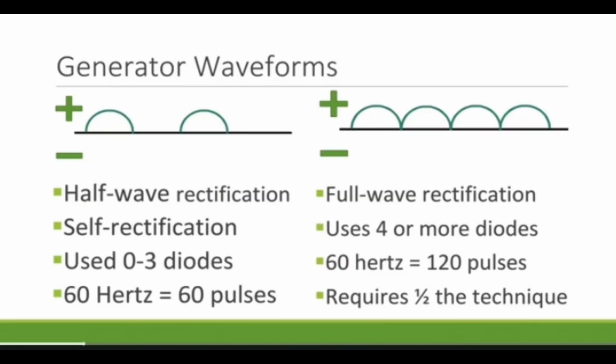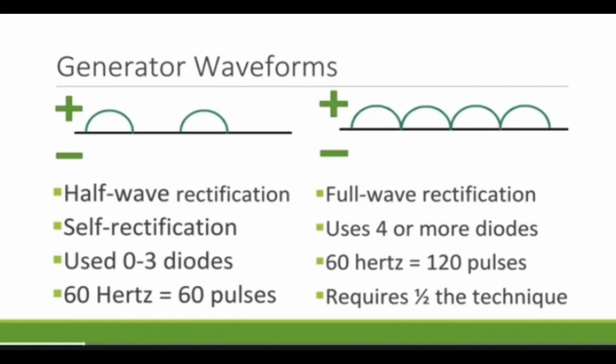Next, let us move to the full wave rectification, which is shown on the right side of the diagram. In full wave rectification, both the positive and negative halves of the AC waveform are converted into positive voltage. This means X-rays are produced continuously without long gaps. Full wave rectification uses 4 or more diodes, commonly arranged in a bridge circuit.